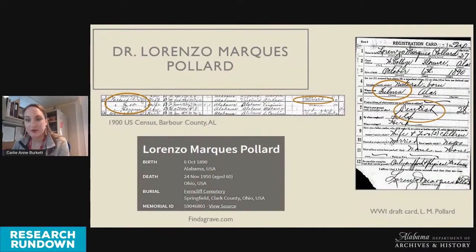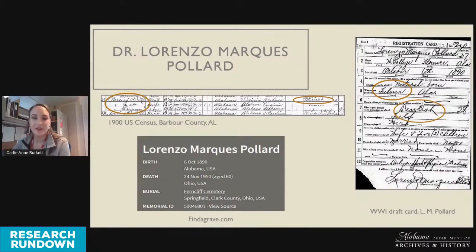And Reverend Robert T. Pollard is there, and he's in the household, and he is listed as his father. So that helped me connect those two men together as well. So I went on to find Dr. Pollard's World War I draft card, and it lists his full name, Lorenzo Marquis Pollard, and he is living in Florence and is a dentist.